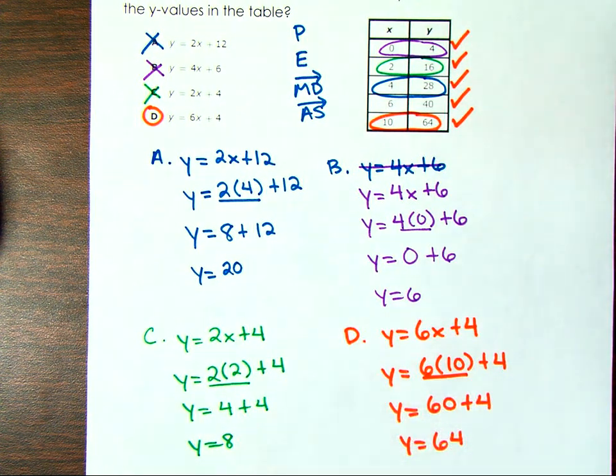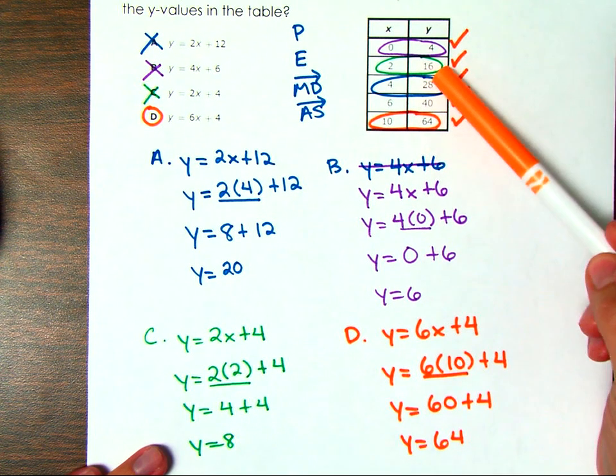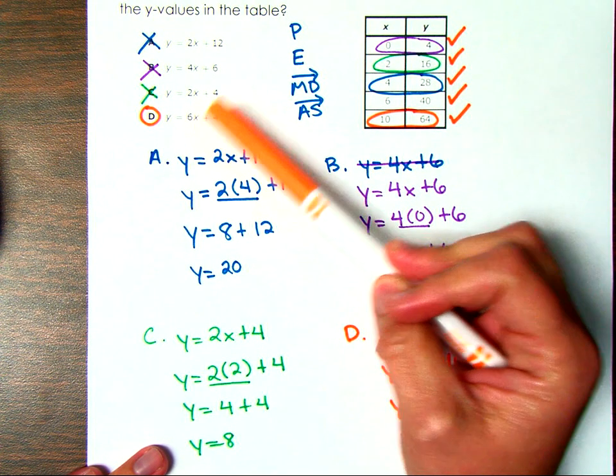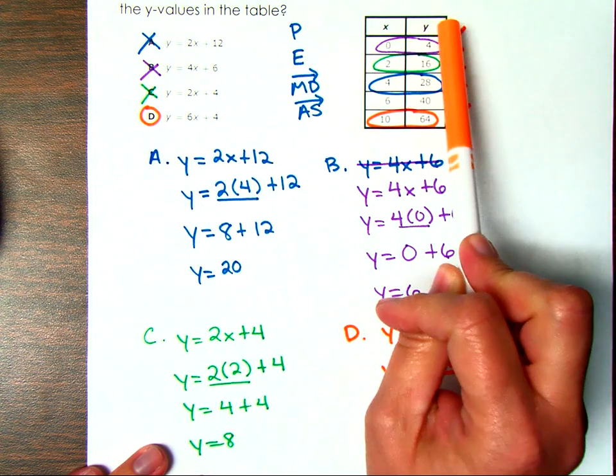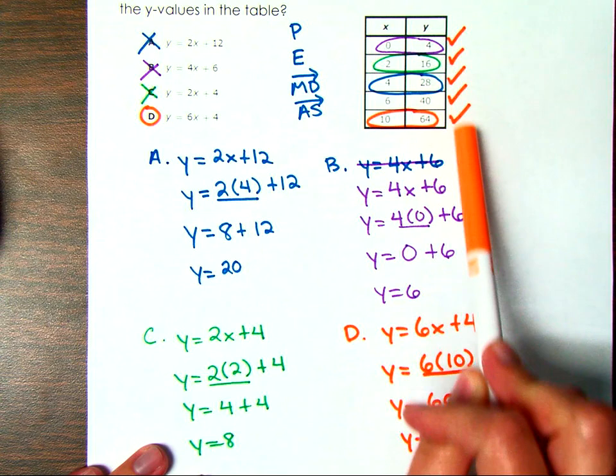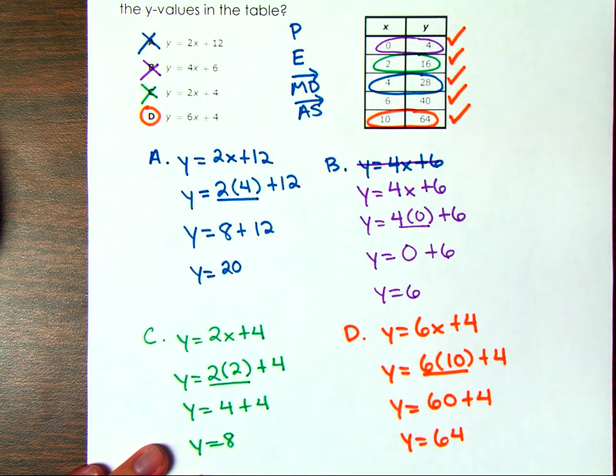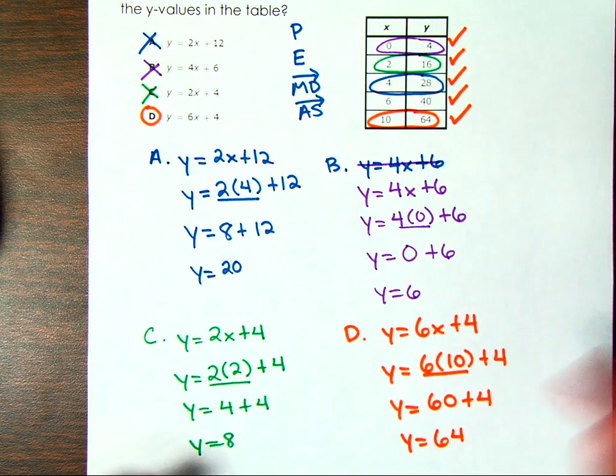So if you're given a table and you have to figure out what equation it works with, that's what you need to do, is substitute your x values and see if the outputs are correct. But remember, you should be checking all of them, because sometimes it will work with 1 or 2 of the values, but it has to work with all of them to make sure it's correct.